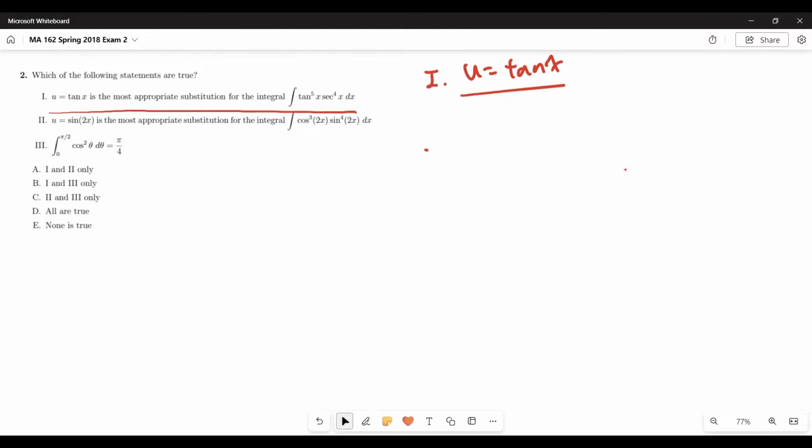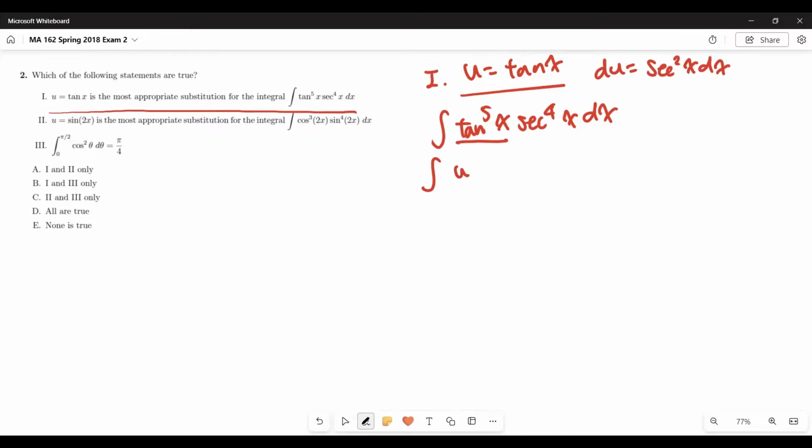Okay, so u equals tangent x is the most appropriate substitution. Let's try it. So then it's going to be u to the fifth, and then, let's start from the beginning: tangent to the fifth power, secant to the fourth power x dx. So u equals tangent x, du would be secant squared x dx. So we see tangent to the fifth power, this is going to be u to the fifth power, and secant to the fourth x can be divided into secant squared x and secant squared x.